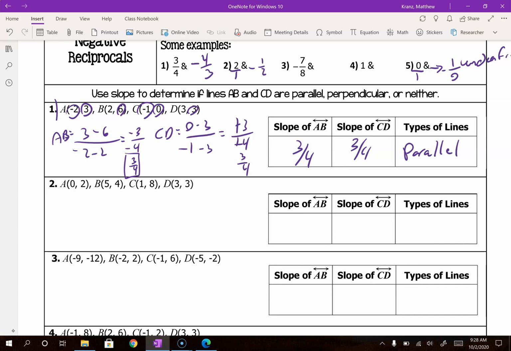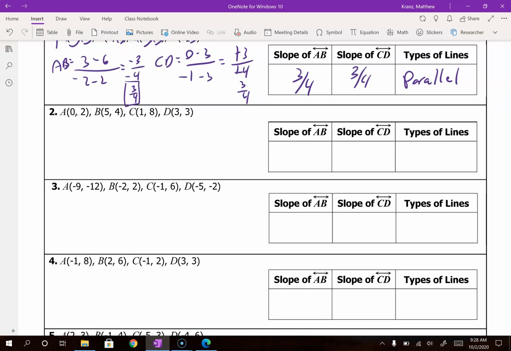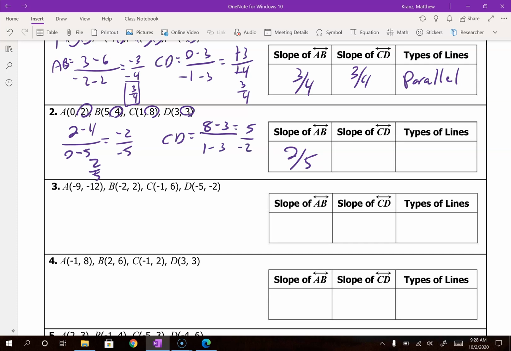Let's try number 2. Number 2, we take the two y's and subtract them. 2 minus 4 over 0 minus 5. This is going to be a negative 2 over negative 5, giving us 2/5. CD is 8 minus 3, which is a 5, over 1 minus 3, which is a negative 2. So this slope is negative 5 over 2. Do you see how they're flipped over from each other and the signs are different? So these are perpendicular.